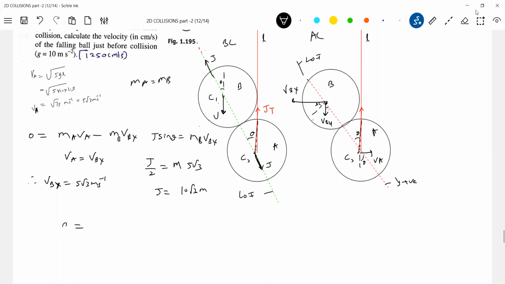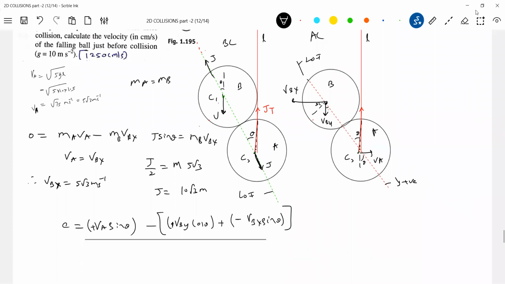Looking at these two diagrams, the coefficient of restitution formula: E is equal to VA sin theta, this will be positive, minus VBY cos theta, positive, minus of this will be VBX sin theta. Now two components I'm bringing. And this should be U cos theta. Try to see this. Why have two components come here? Look at this part of the thing.